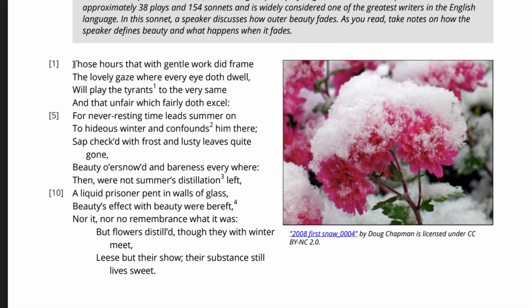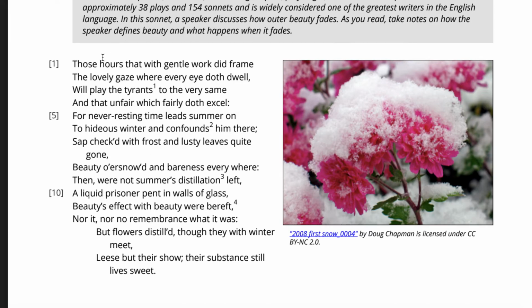Let's look at line number 2. The lovely gaze where every eye doth dwell. Okay, so I don't have time this morning to read every single line to you, but you can do this. There are a couple of other lines I want to point out, but every single line will have 10 syllables. Now, syllables means how the word is broken. Some words have 2 and some words even have 3 syllables.